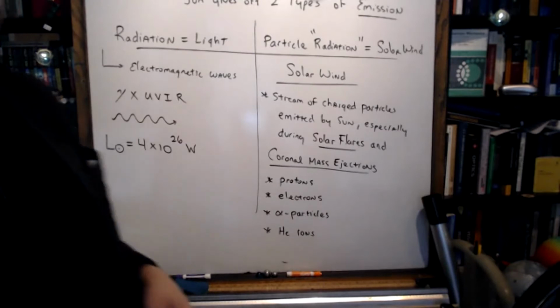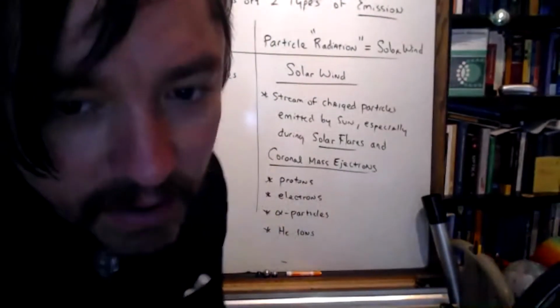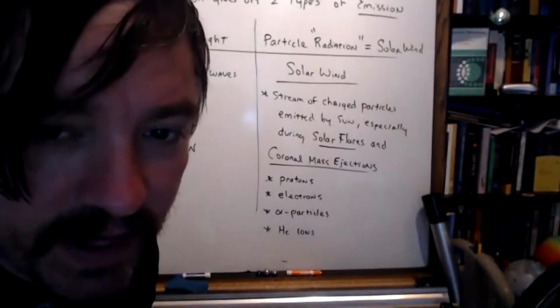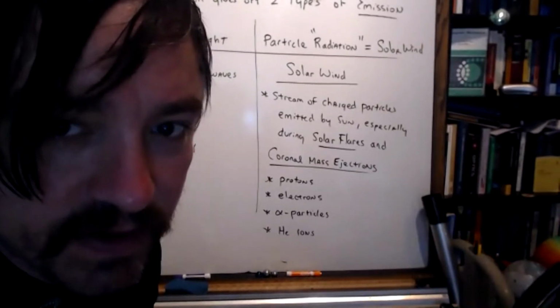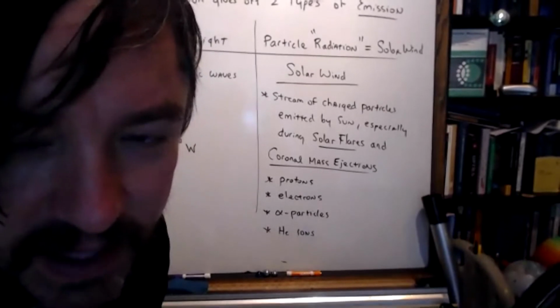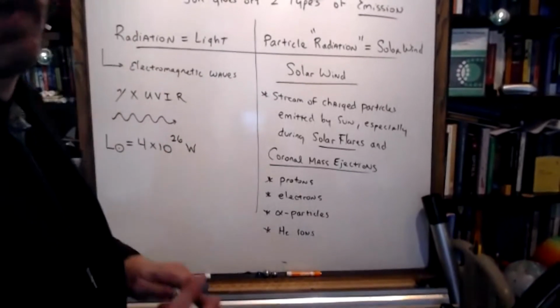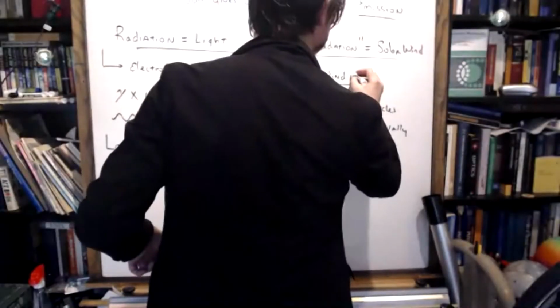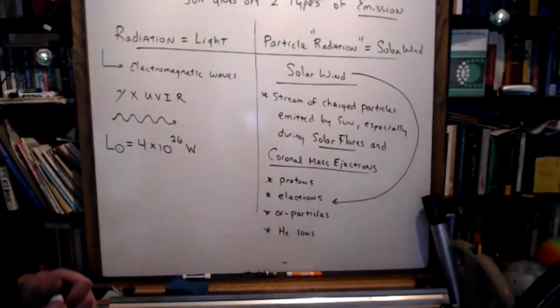You'll notice that neutrons are not part of the solar wind, right? Because neutrons are neutral particles. Also, neutrons cannot exist in free space for more than about 14 seconds. So this, draw an arrow, these are the particles that make up the solar wind.